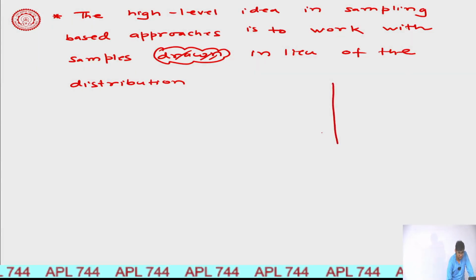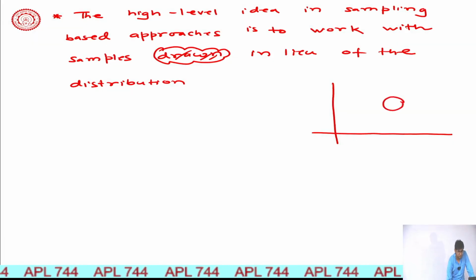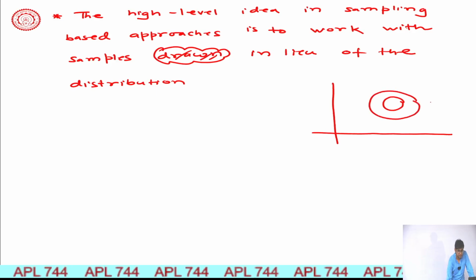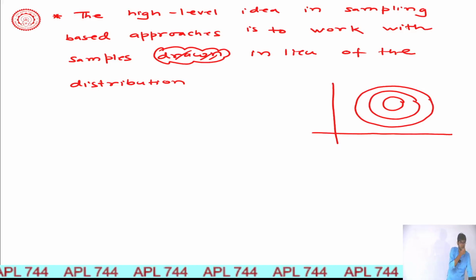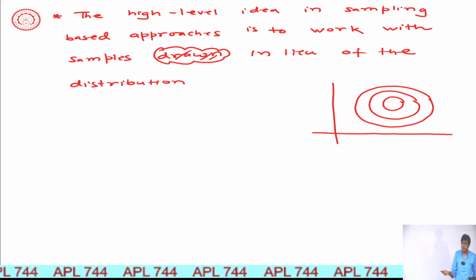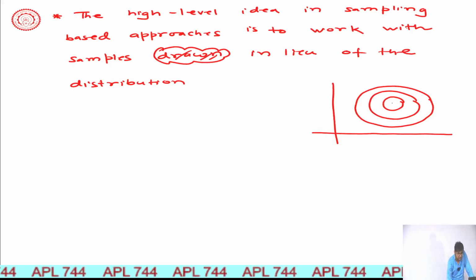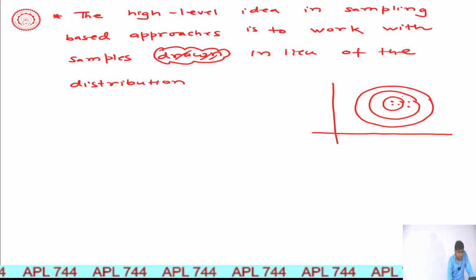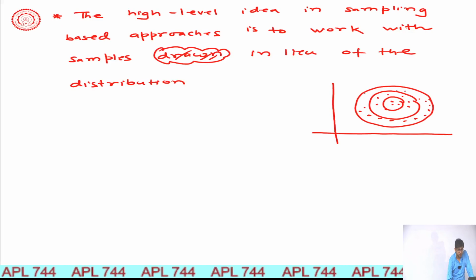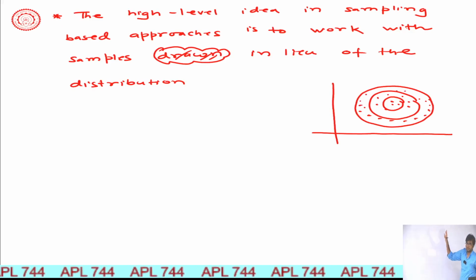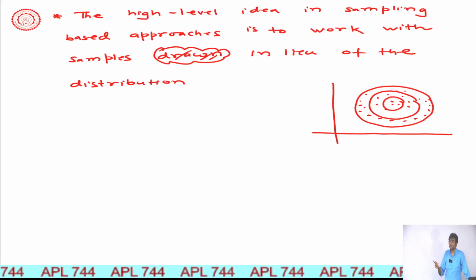Suppose I have a 2D Gaussian distribution, and for a 2D uncorrelated Gaussian, we know the contour will look something like this. So this is my distribution, right? The idea is that this distribution I cannot work with. What I will do is I will work with samples, which are placed here with certain probabilities, and we will only work with these points instead of the distribution. This idea already has been introduced through practical 0, how to draw samples and all those things.